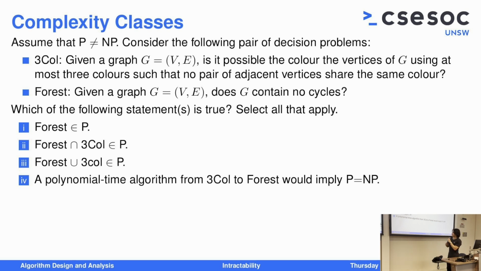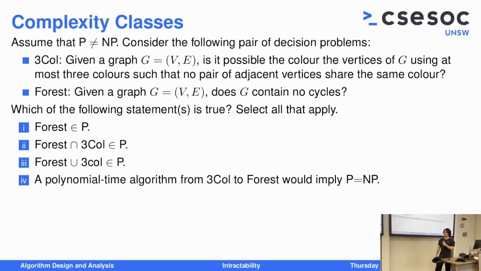And part 4, a polynomial time algorithm from 3-coloring to forest would imply P is equal to NP. Do we think this is true or false? Sure. Yeah. If we can solve this P problem, and we can turn this NP-hard problem into this P problem in P time, well then P is equal to NP.